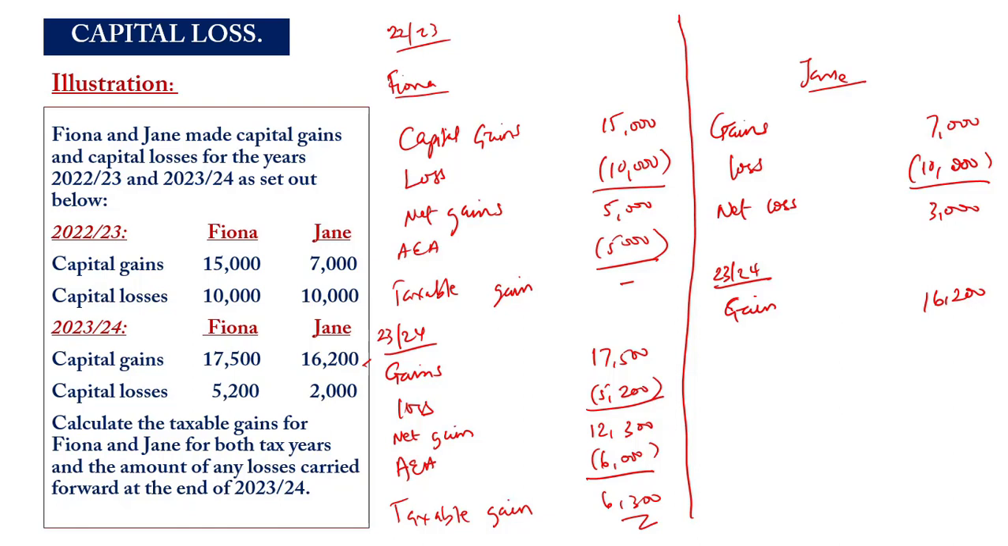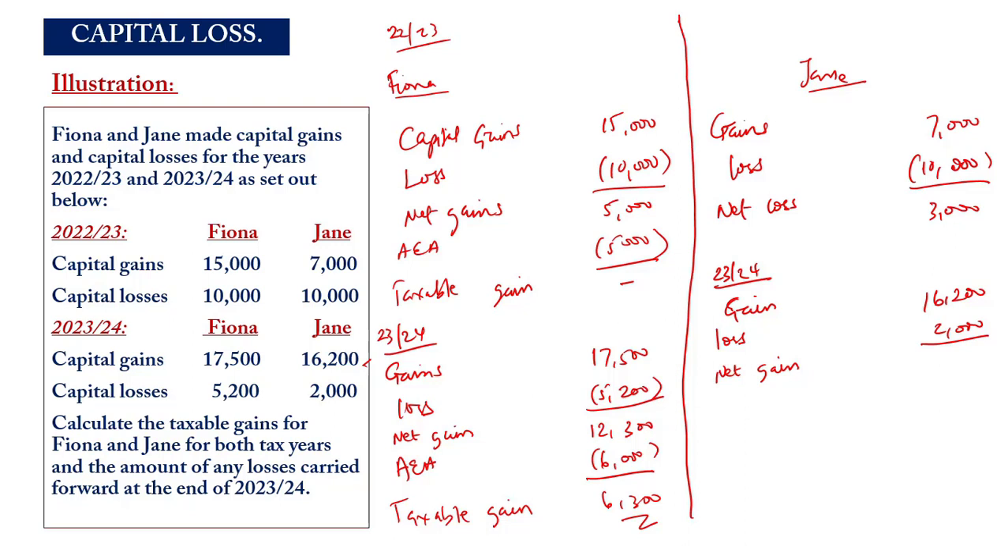Okay, so she had a gain of £16,200 and then she had a loss of £2,000. So there will be a net gain.